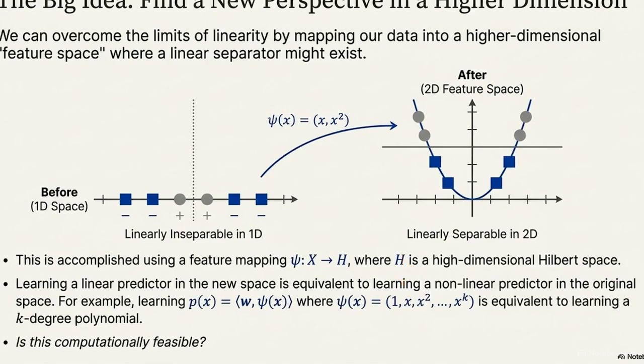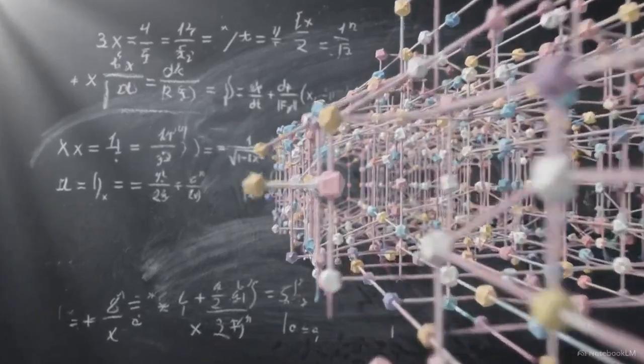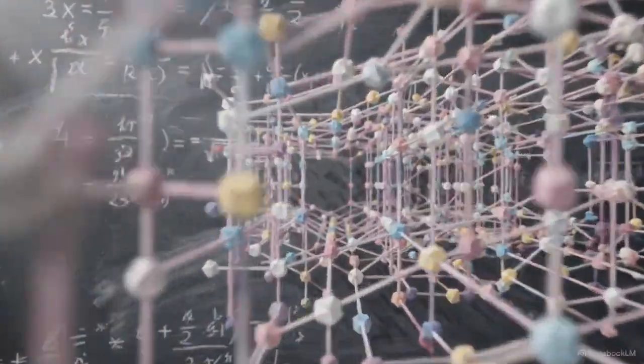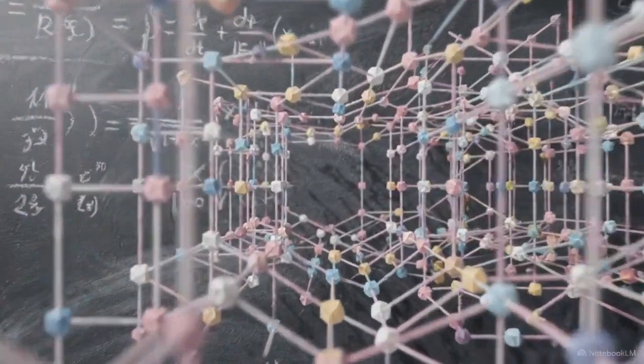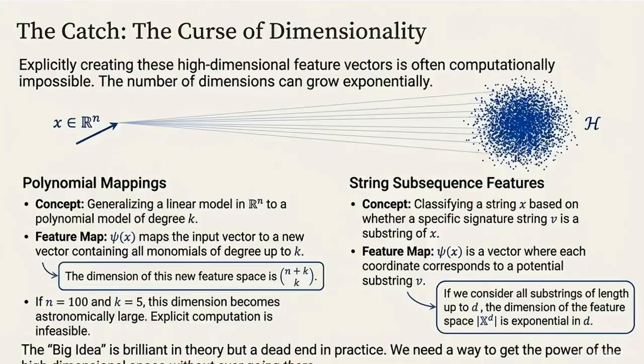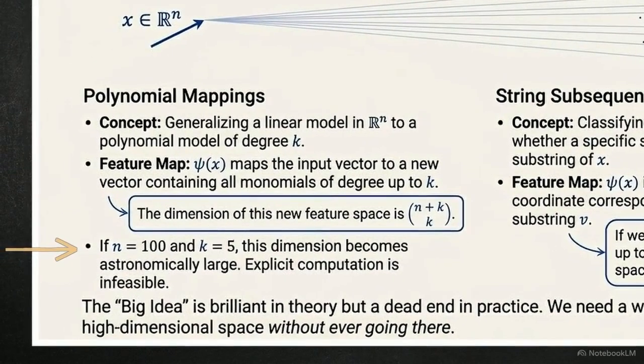Introducing the complication. However, real-world problems require more than a jump to 2 dimensions. To capture complex patterns, we might map data into thousands or even infinite dimensions. As this slide outlines, calculating massive feature vectors explicitly causes the curse of dimensionality. Mapping a 100-feature input to a 5th-degree polynomial grows the dimensions exponentially. The required memory and processing power is so high that explicit computation becomes impossible.